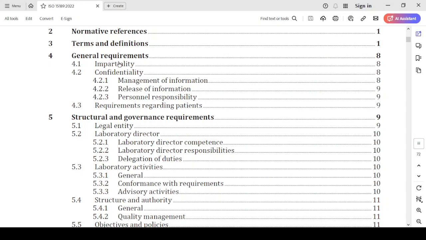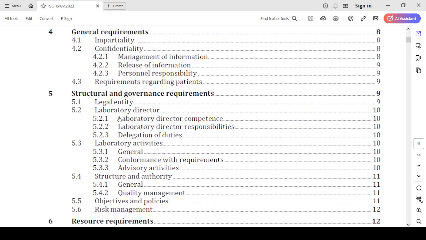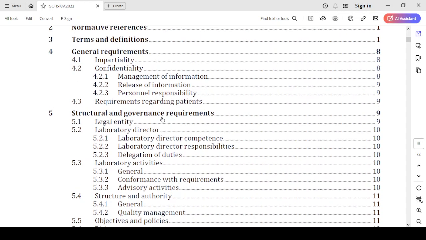Okay, so the users can be different, and clause 4 talks about the requirements of those users. Now, clause 5 talks about structure and governance requirements. Now, this is where the management aspects come in. Okay, what is the organogram, the politics of the lab? All the politics of the lab are covered in clause 5.